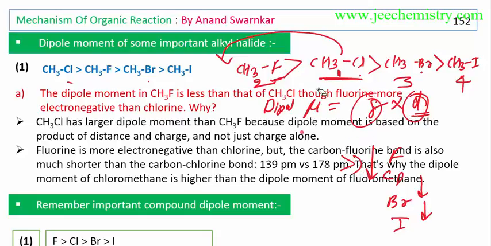So the dipole moment of methyl chloride is exceptionally much higher than that of methyl fluoride. We need to take care with the dipole moments of these compounds. That is why these are different, as I have explained: it is a product of charge and distance. Because of the distance factor, as the size of chlorine is much higher, methyl chloride has a higher dipole moment than methyl fluoride. This thing needs to be remembered.